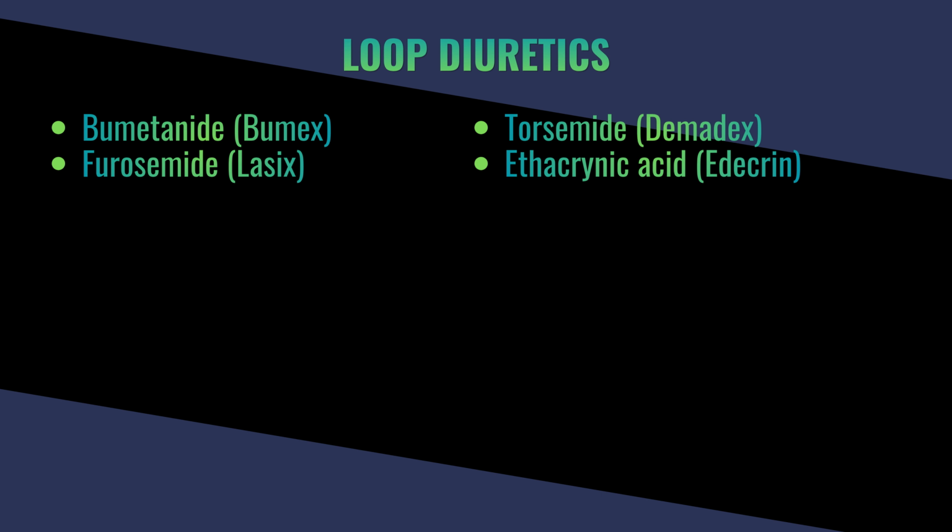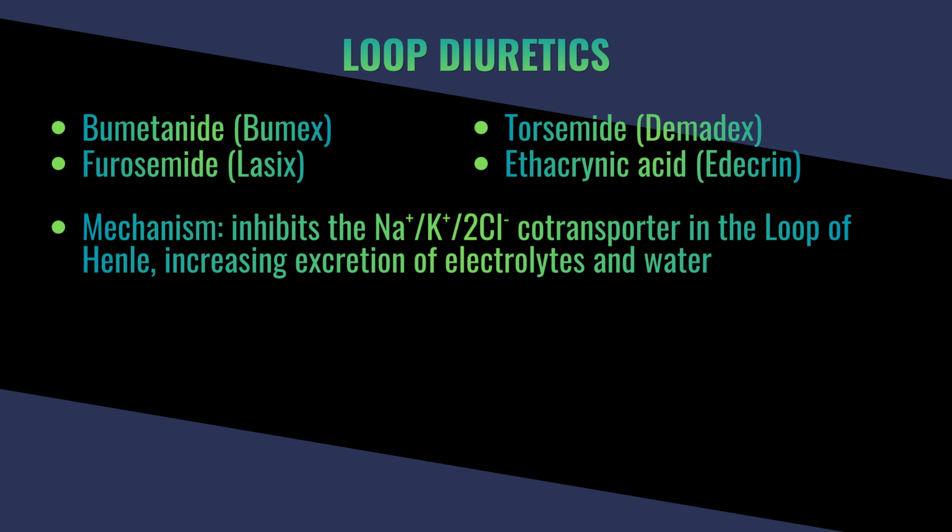Now onto the specific diuretic classes. The first class to review are the loop diuretics. These are not the most prescribed class, but they are the most potent class and are used the most in the hospital setting. Drugs in this class include bumetanide, furosemide, torsemide, and ethacrynic acid. Loop diuretics work in the loop of Henle to inhibit the sodium-potassium-chloride cotransporter, which results in an increased excretion of these ions along with water, calcium, and magnesium.